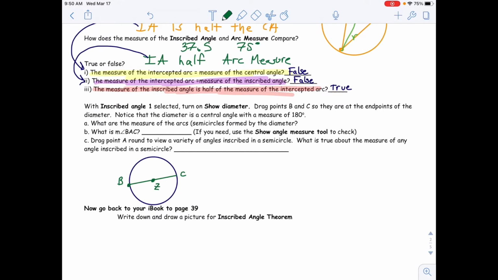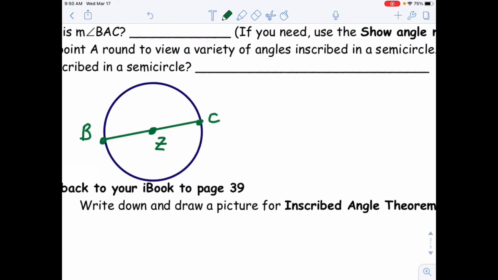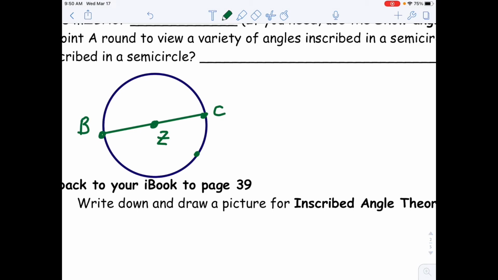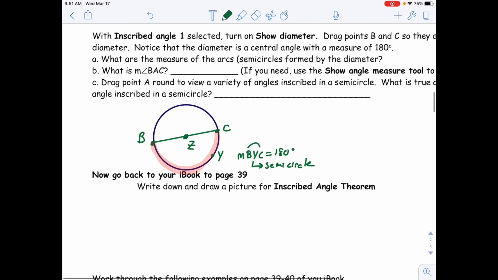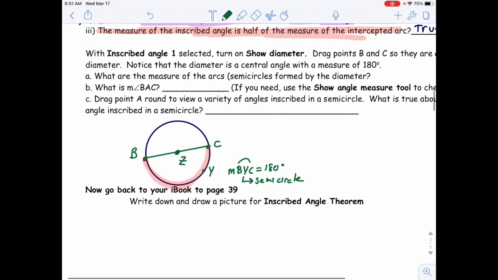Something to talk about first is, let's even pick another point just for fun. We'll call that Y. So looking at this arc right here, the measure of arc BYC is 180 degrees because it is a semicircle. It's bounded by a diameter, it's half of the circle, semicircle, 180 degrees.